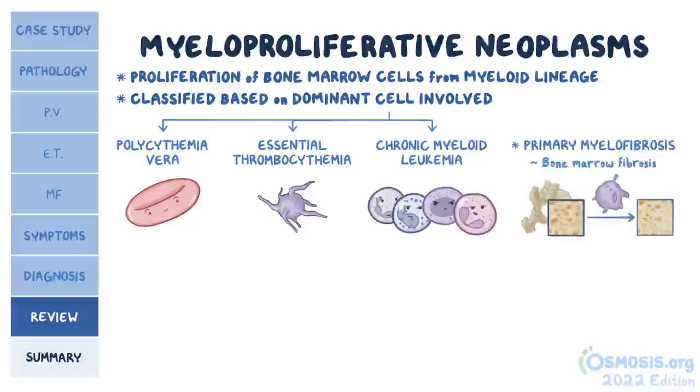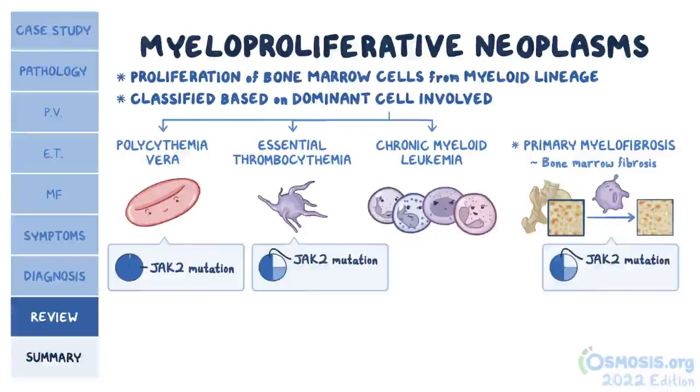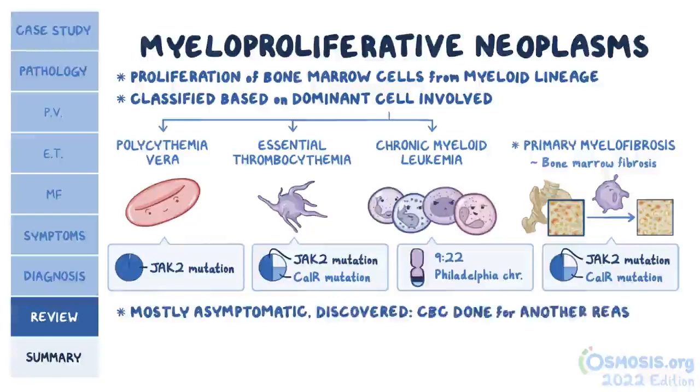In polycythemia vera, almost all patients have a JAK2 mutation, while in essential thrombocythemia and primary myelofibrosis, 50% have a JAK2 mutation and 25% have a CALR mutation. CML is characterized by the presence of the 9;22 Philadelphia chromosome. Most patients are asymptomatic and are discovered incidentally when a CBC is done for another reason entirely. Myeloproliferative disorders are diagnoses of exclusion.